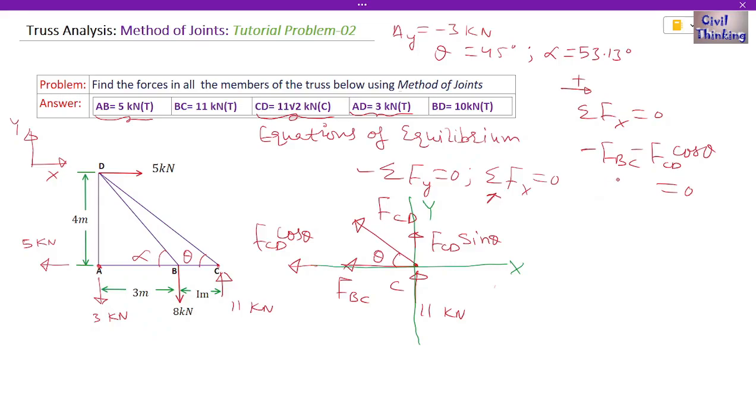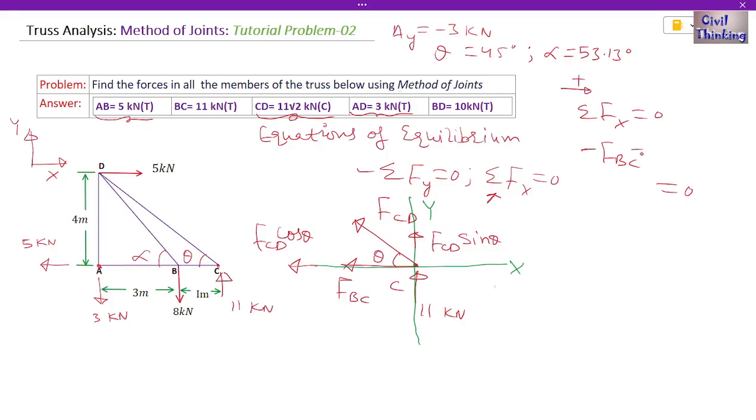Now we have already found the value of FCD, right? This is 11 square root of 2, but compressive. So we will use negative 11 square root of 2 in the calculation, okay? Because we cannot write compressive in the calculator, right? We can use the negative sign, minus sign, right? So we will put the value of FCD here. It is 11 square root of 2, right?